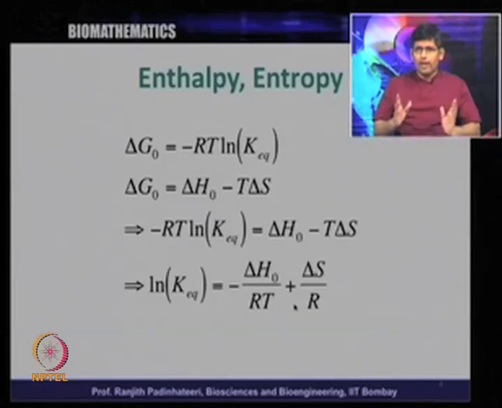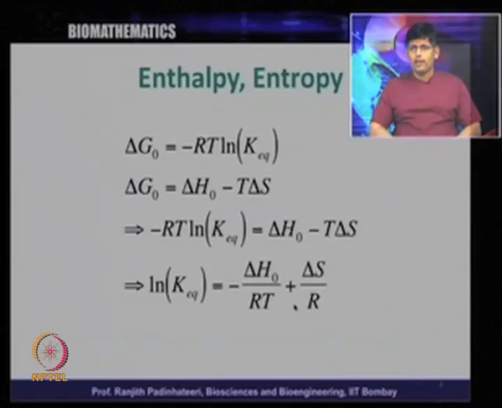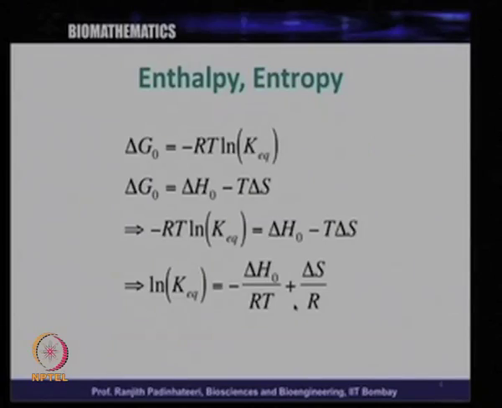Now, for a chemical reaction, typically the reaction happens at a fixed temperature. So, in biology it is like 310 Kelvin or 37 degrees Celsius, the temperature is a constant.